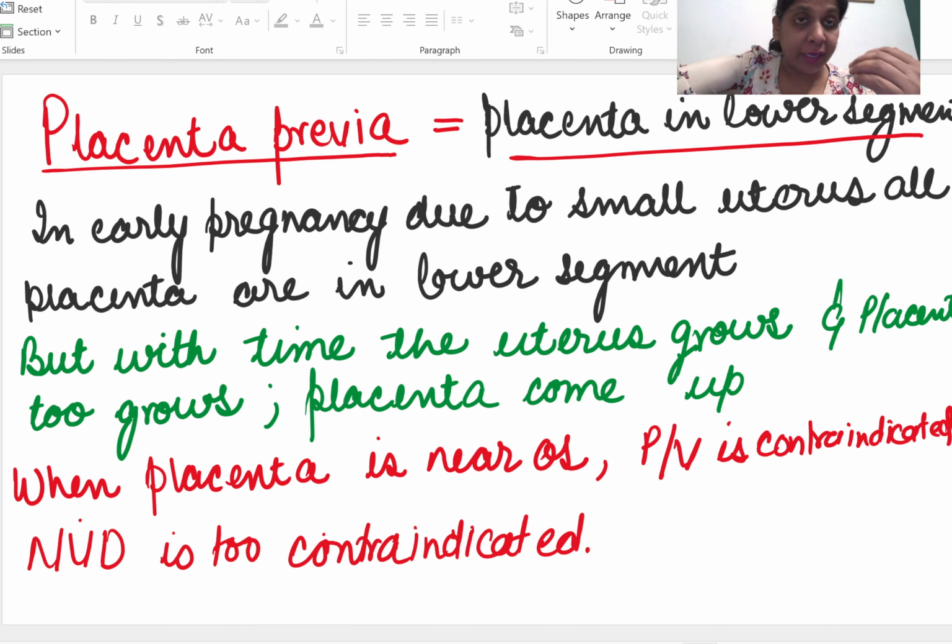In a similar way, if normal delivery happens in this patient, then normal vaginal delivery is also contraindicated, because then this placenta will bleed a lot, and first the placenta will come out, then the fetus will come out. So whenever the placenta is in the low lying position, we don't have to do PV, we don't have to do normal vaginal delivery, and the only management is cesarean.